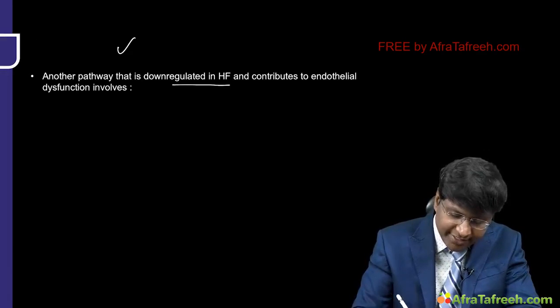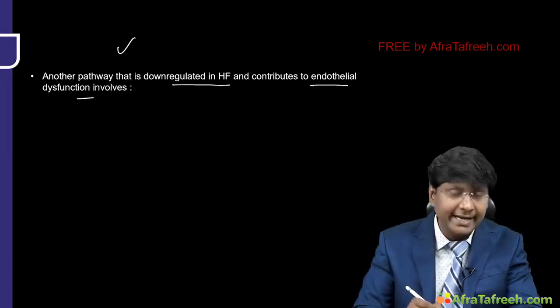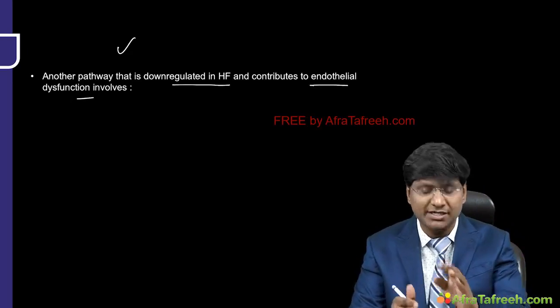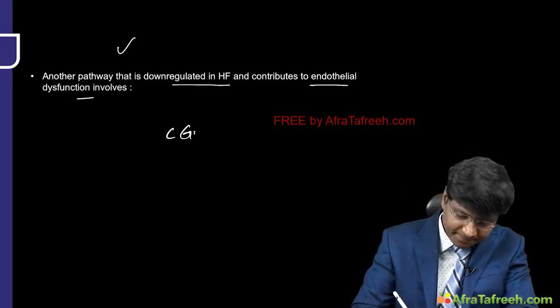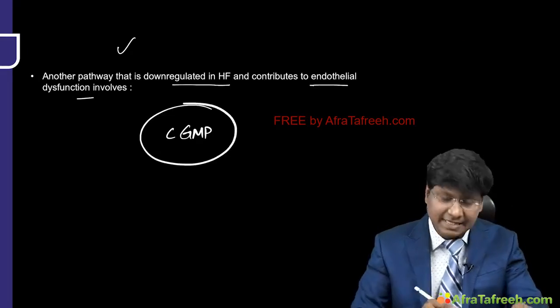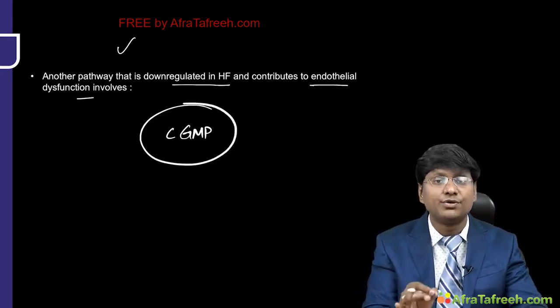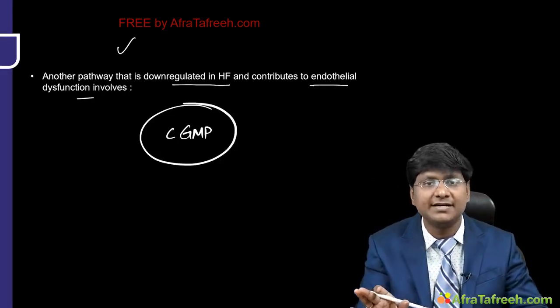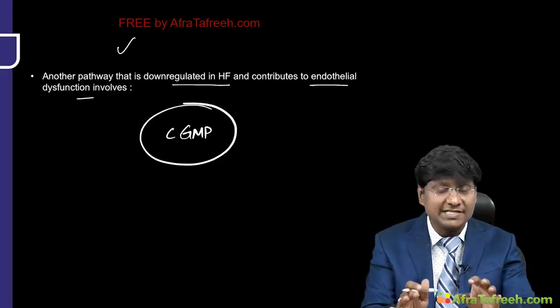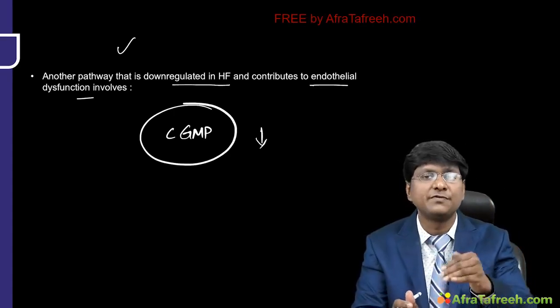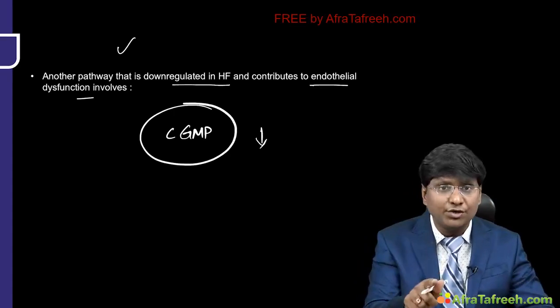Now, another important pathway to take care of is the pathway that is downregulated in heart failure and contributes to endothelial dysfunction, which involves cyclic guanosine monophosphate. Downregulation of cyclic GMP is what is responsible for endothelial dysfunction. So what do you need to give now?